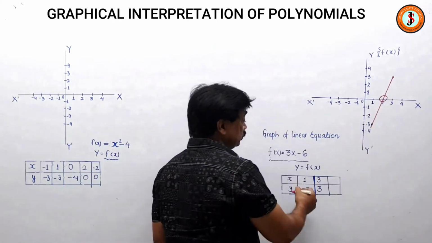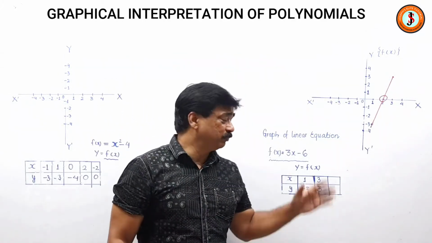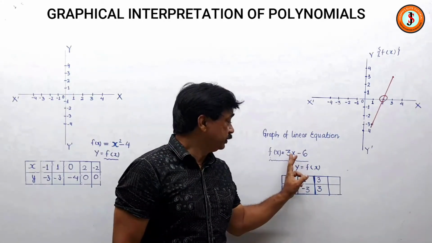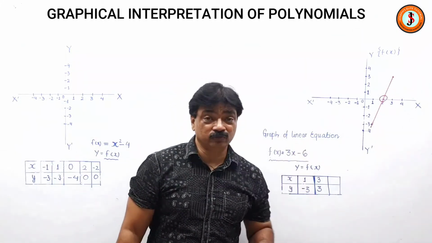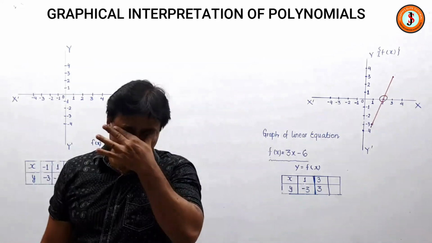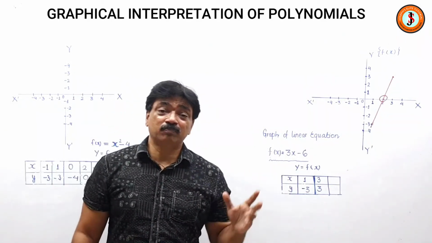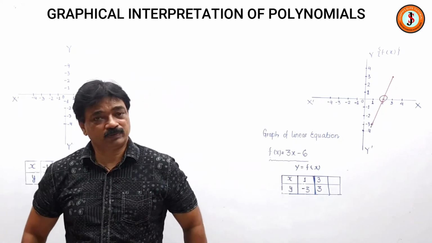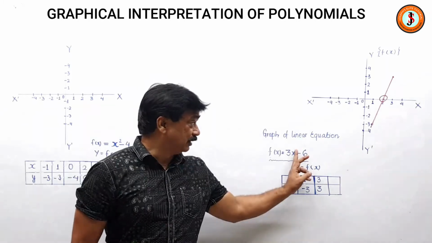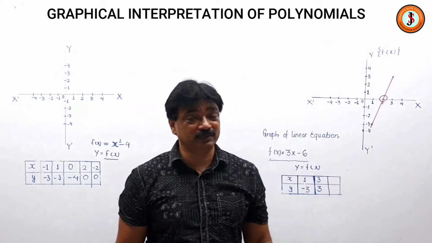So 2 is a zero of this polynomial. That means if I put x is equal to 2, 3 times 2 is 6, 6 minus 6 is 0. So 2 is a zero of this polynomial. So what did we learn? If there is a polynomial as a function of x, then the place where it intersects the x-axis is the zero of the polynomial. Did you understand? Since this is a linear polynomial, the x-axis is intersected at only one place.